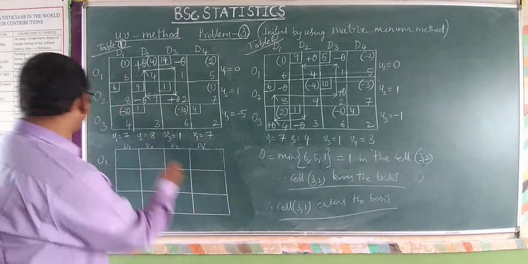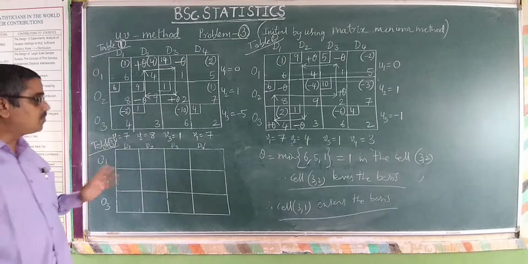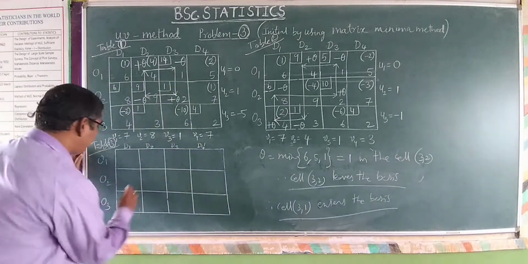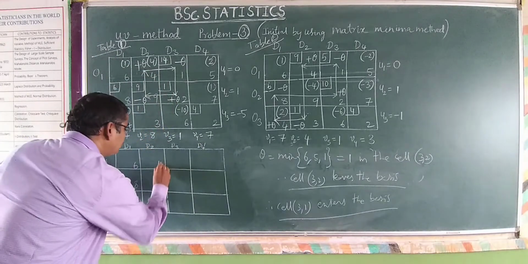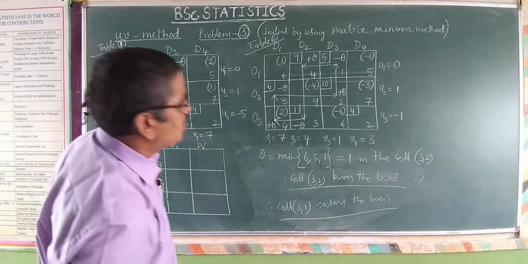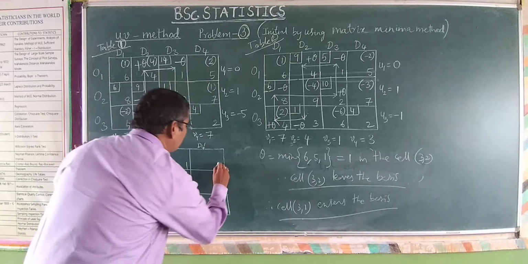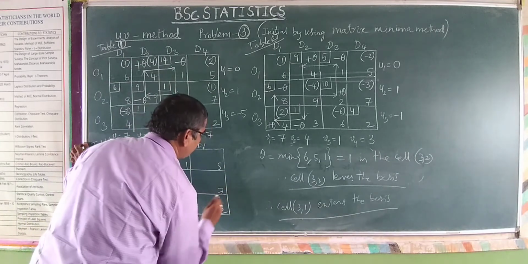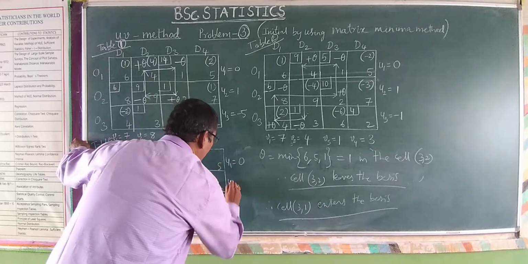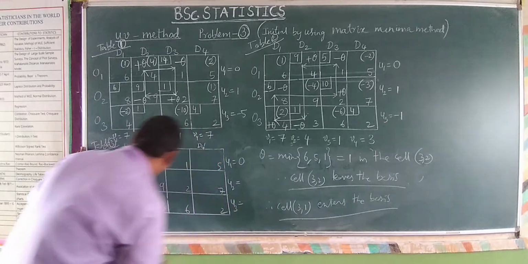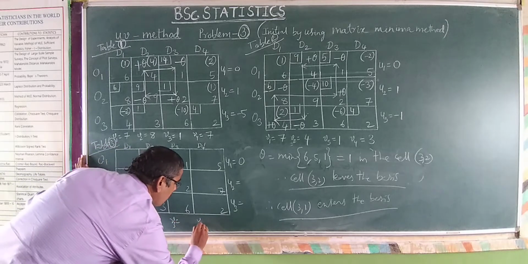Consider the next table. I consider table 3 here. So first of all I write the costs 6, 8, 4, and 4, 9, 3, 1, 2, 6, 5, 7, 2. And I prepare u1 equal to 0, u2, u3, and I prepare here v1, v2, v3, v4.